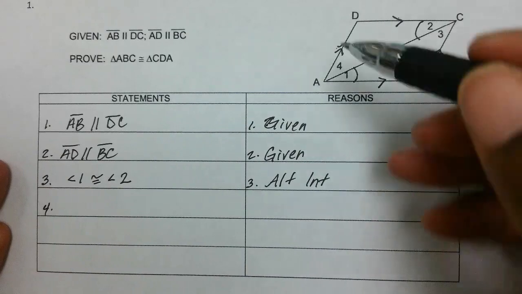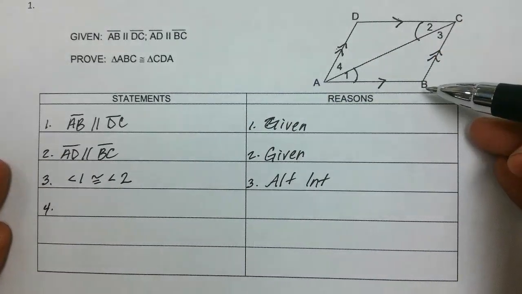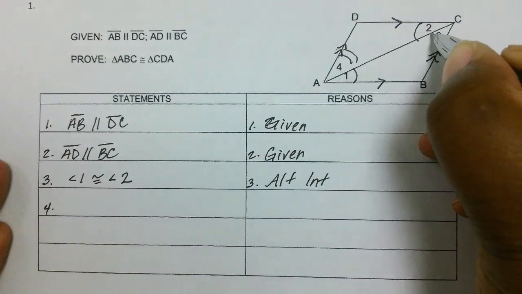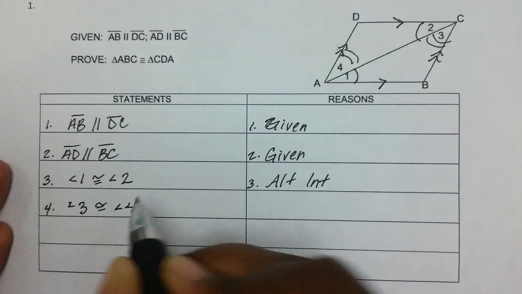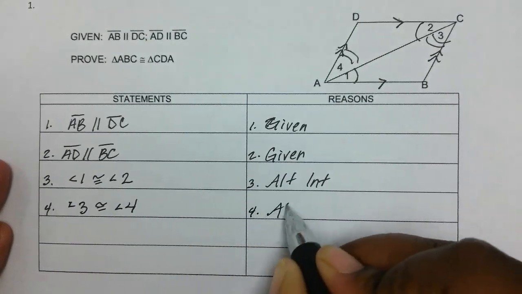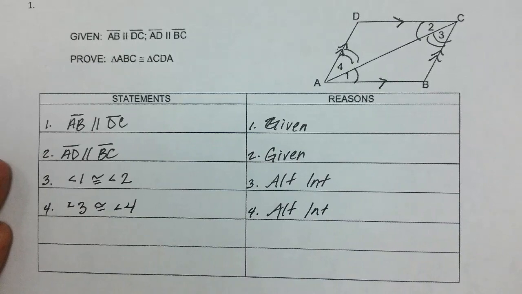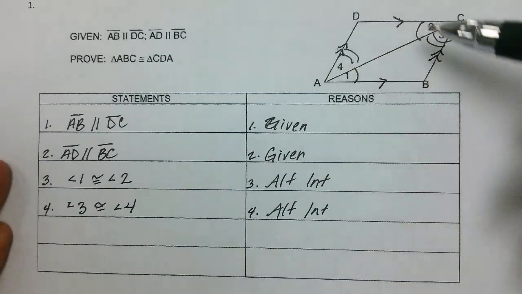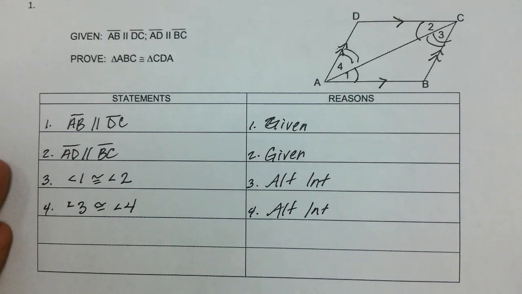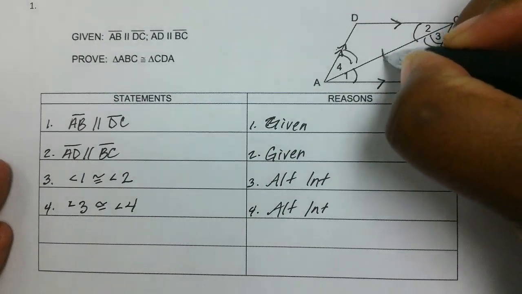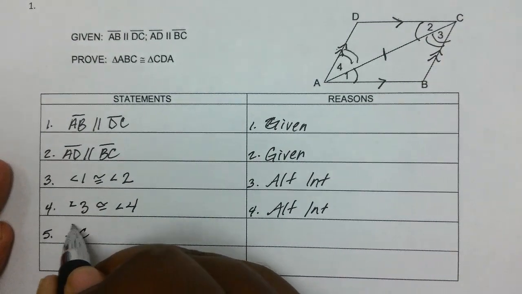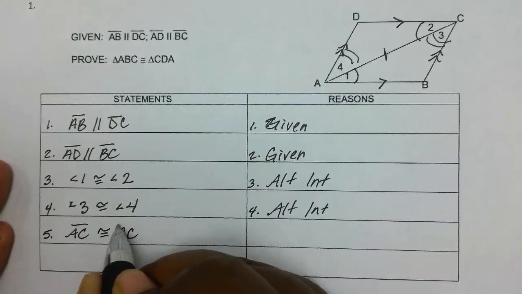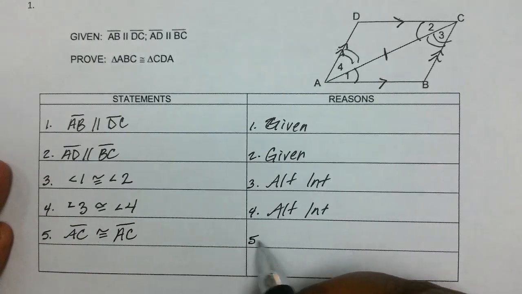Now, since AD is parallel to BC, I know that angle 3 is congruent to angle 4. And again, how do I know that? Because alternate interior angles are congruent. Now, I've only got two things that I marked here, and I know I need three things to prove congruence. So I'm going to look and see if I have any hints. I should see my reflexive side right here. So my next statement can say AC is congruent to itself, AC. And I know that's true because of the reflexive property.